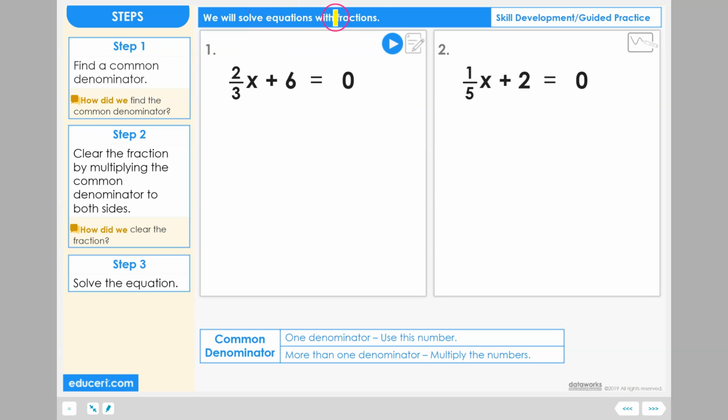Let's solve equations with fractions. Equation 1. 2/3 x plus 6 equals 0. Step 1. Find a common denominator.